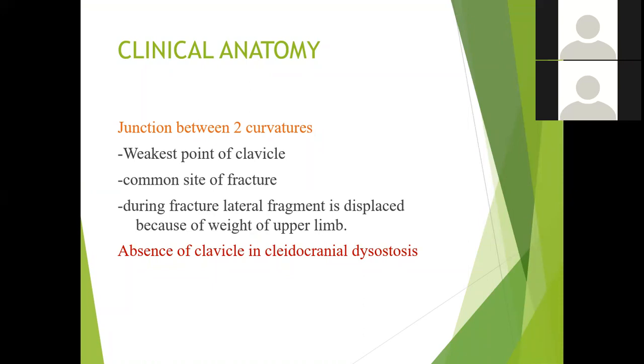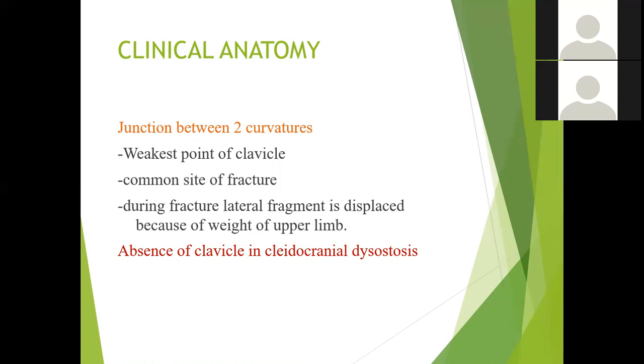The clavicle is usually prone to fracture. The junction between the two curvatures, that is the lateral one-third and medial two-thirds, is the weakest point, so it is more prone to fracture. It is the common site of fracture. And third, if a fracture occurs, the lateral fragment of the clavicle will be displaced because of the weight of the upper limb.